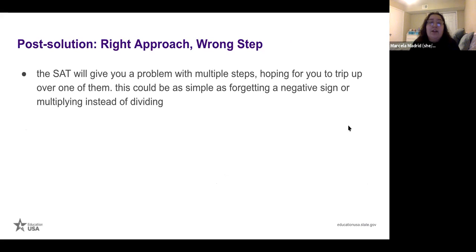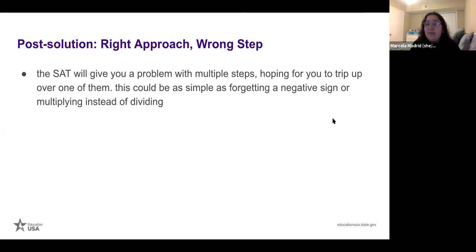Post-solution. All right, moving on. So the first one out of the 2 is right approach, but you're doing the wrong step. So the SAT might give you a problem with multiple steps, hoping for you to trip up over one of them. This could be as simple as forgetting a negative sign or multiplying instead of dividing.